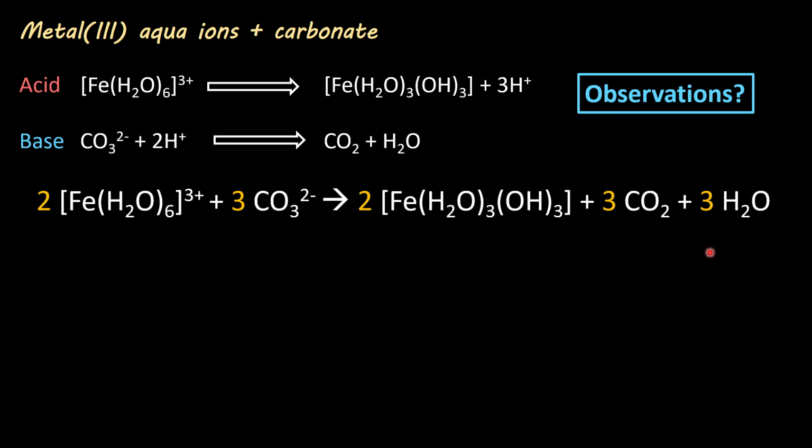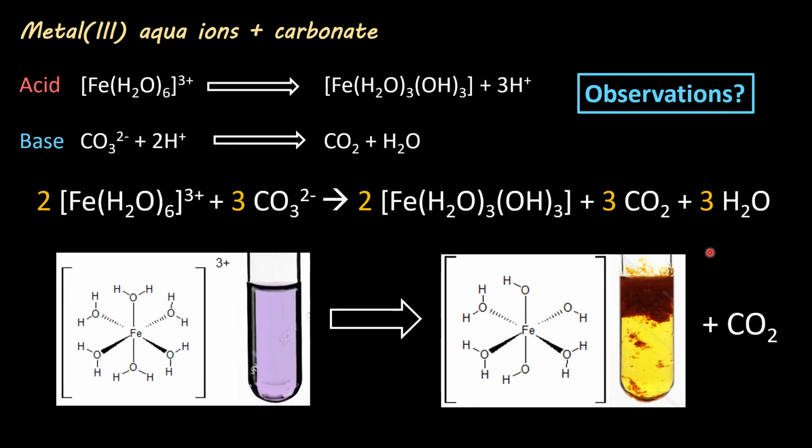Well, again, hopefully you don't need any more time. We've got that violet or purple hexaaqua iron 3 complex turning into, remember, it's the precipitate in that picture, it's the bit at the top, it's the solid orange-brown precipitate. CO2 has also been produced, so is water, but the water is just going to go into solution, and it's aqueous to begin with, so we won't detect the water.